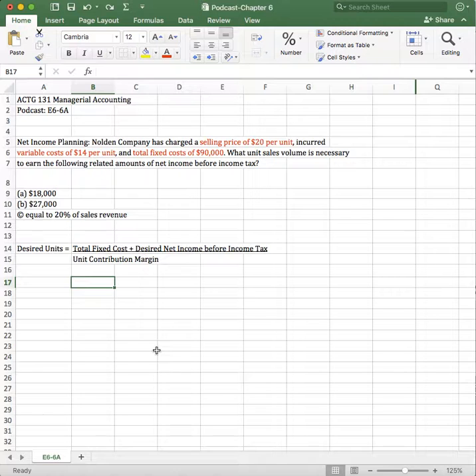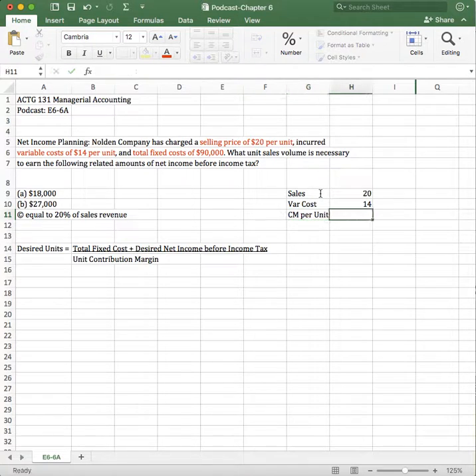So the first thing, how do we calculate the unit contribution margin? Well, we have sales, and those are $20 per unit, and we have the variable cost, and that is $14 per unit. So the contribution margin per unit is 20 less 14, or $6 per unit. So let's go ahead and do the first one, which is 18,000. I'll put that closer to the problem.